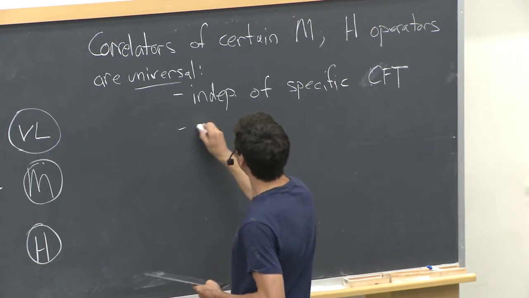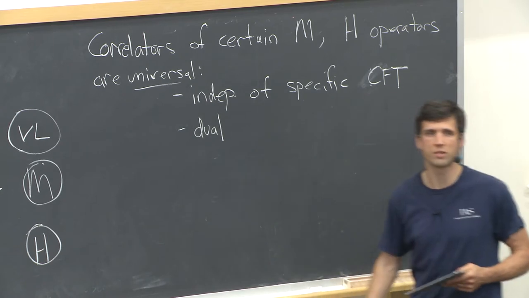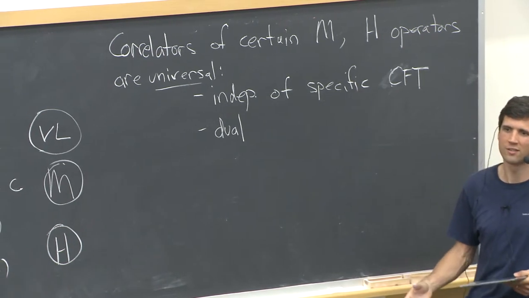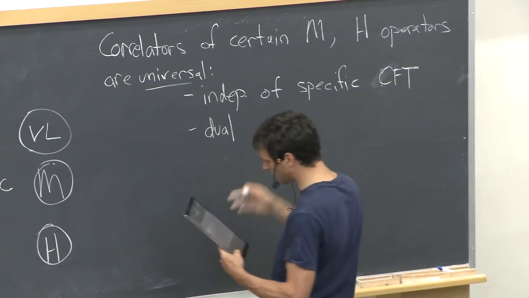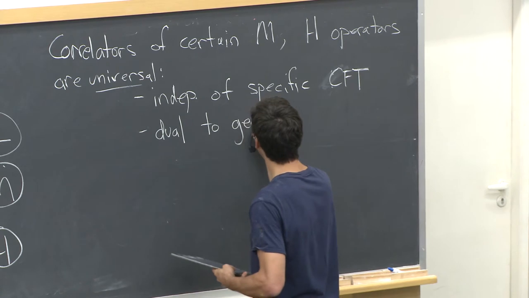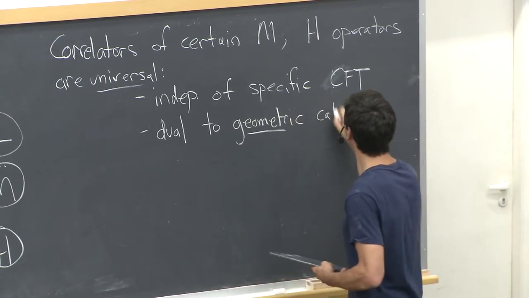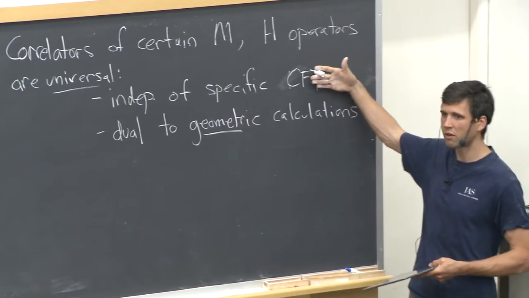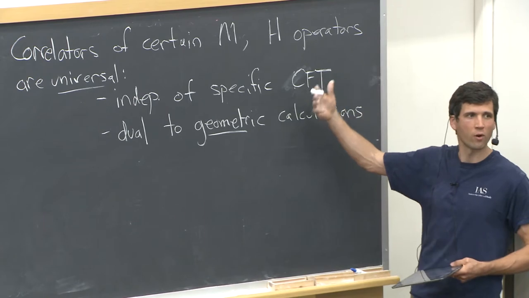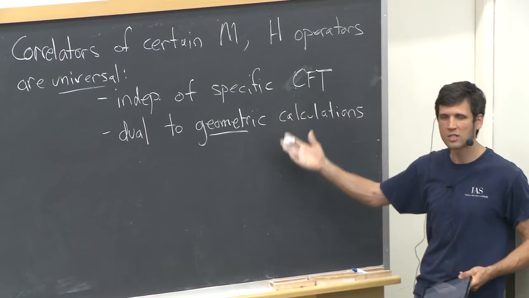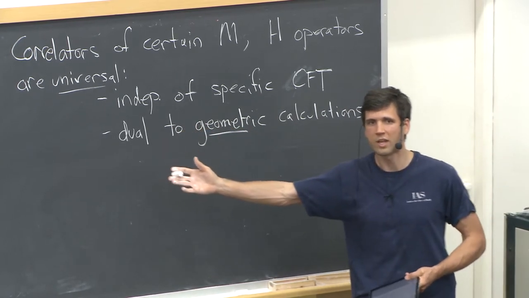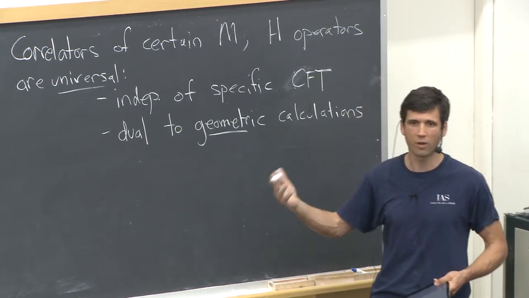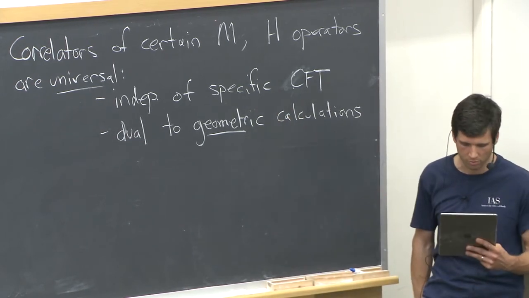And the way to think about why they're independent of the specific CFT is that on the gravity side, they're dual to things you calculate just using gravity. These are just geometric quantities. So these correlators are dual to geometric calculations. In the partition function, any theory within this class had black holes and therefore had universal thermodynamics, because black holes have universal thermodynamics. Same thing is going to happen here. If we can find an observable that's calculated by something geometric, like the geodesic length in some background, then it's going to apply to a whole wide class of CFTs. So these are the specific observables that we're interested in here.